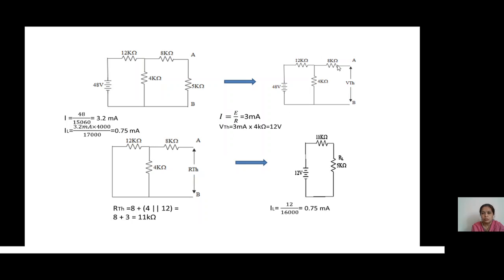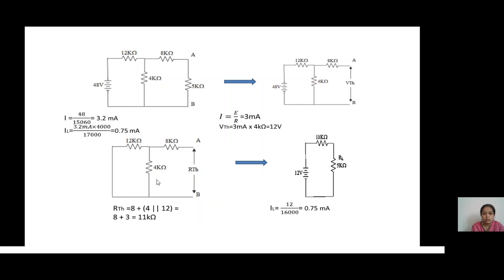So VTH means the voltage across the output terminal is equal to current into this resistance. This current flows through this and a voltage is developed. That voltage is called as VTH. So 3 milliamps into 4 kilo ohm is equal to 12 volts. So 12 volts is the VTH.